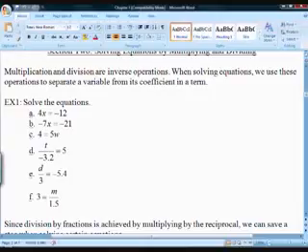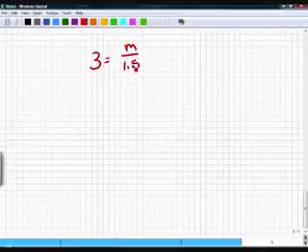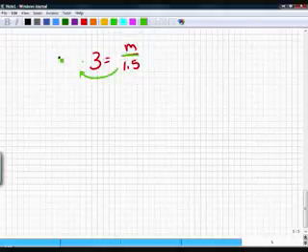Next problem. Nearly finished already. 3 equals m divided by 1.5. What are we trying to get by itself? M. What are we trying to get rid of? 1.5. How are we going to get rid of 1.5? Times 1.5. Why are we multiplying by 1.5? Because m is being divided by 1.5. So when it moves over, it becomes times 1.5.